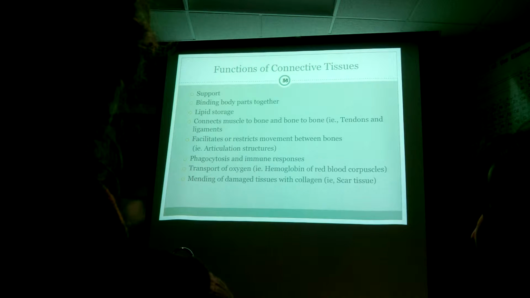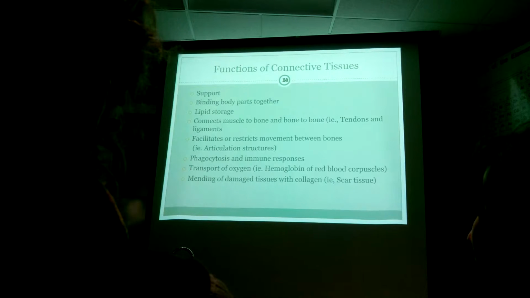Lipid storage, fat, adipose tissue. That's our fat tissue. We definitely need that. We've got connections between things. We have restriction of movement, as well as allowing movement in terms of cartilage as a connective tissue. And this allows for a lot of movement.